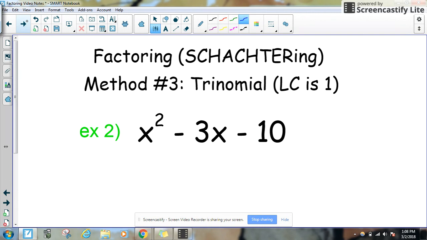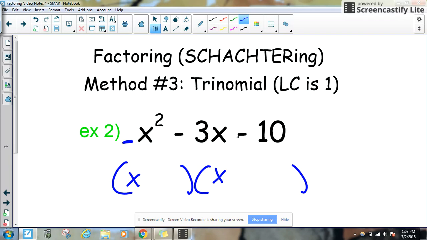Let's try another one. So this one's x squared minus 3x minus 10. Now, it is a trinomial, so therefore we'll factor to the product of two binomials. The leading coefficient is a 1. That means we know it's x and x.